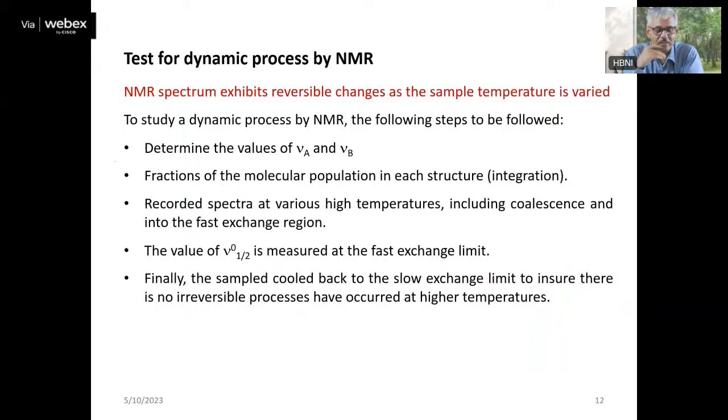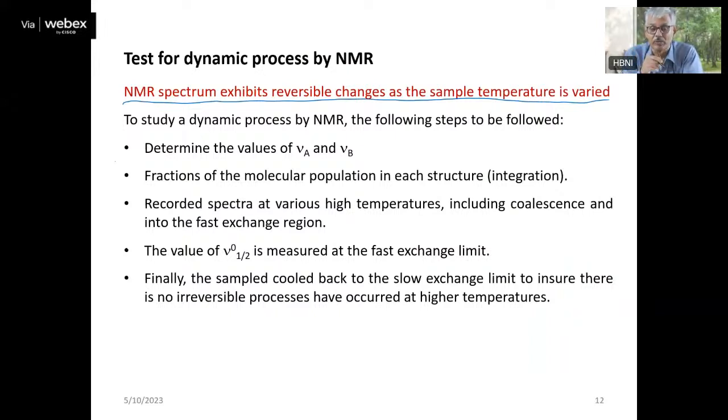Now, how do we know that there is a dynamic process happening in a sample? If the NMR spectrum exhibits reversible changes as the sample temperature is varied, you can tell that yes, there is a dynamic process involved. So you record the NMR at a particular temperature, then increase or decrease the temperature. If you see a change in the NMR spectra, and then you return in the other direction and see the same changes happening, then you will say it's a dynamic process.